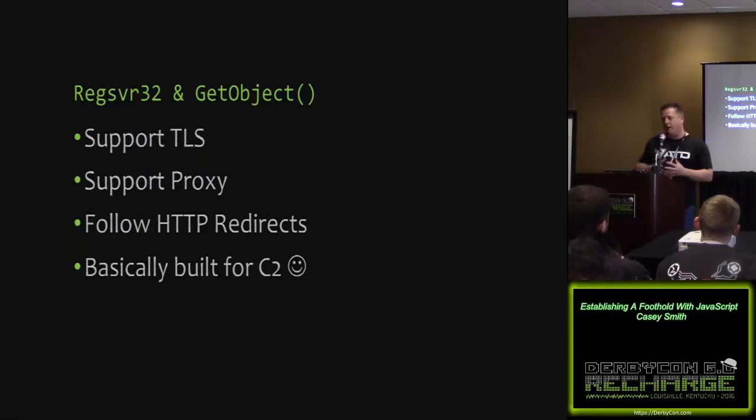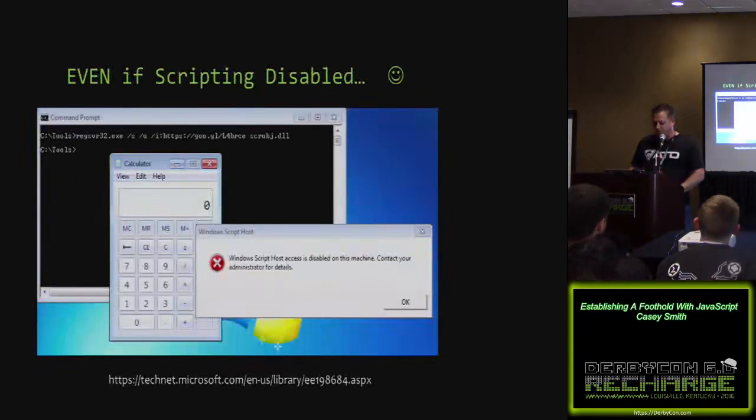So in summary, we've got regsvr32 and GetObject. Those two commands coupled together are going to run these COM scriptlets for us. And I mentioned this already, but they support TLS, SSL. They can run through a proxy. They can follow redirects. Basically, as I started looking at this, it was built for C2. I started looking at more and saying, well, how could I take this and use it for command and control? And that led me to write a very, very rudimentary JavaScript RAT, which we'll talk about in a minute.